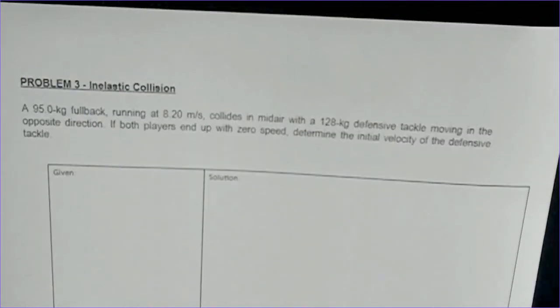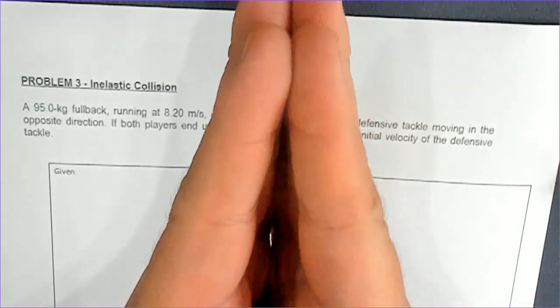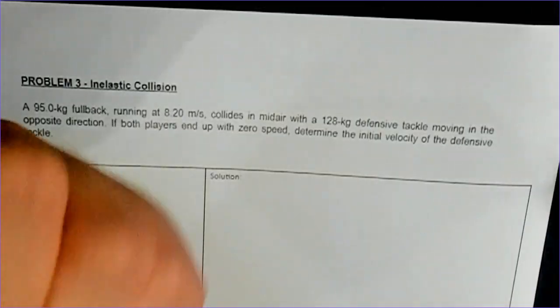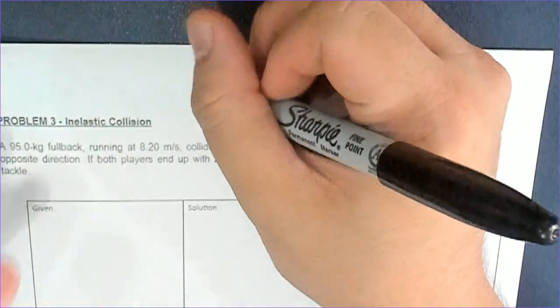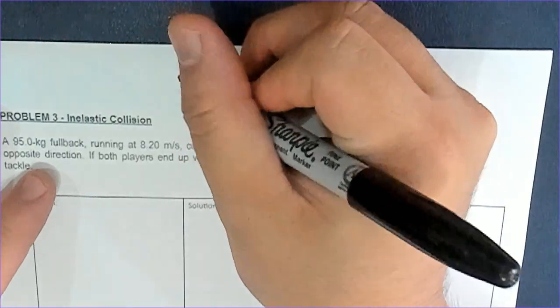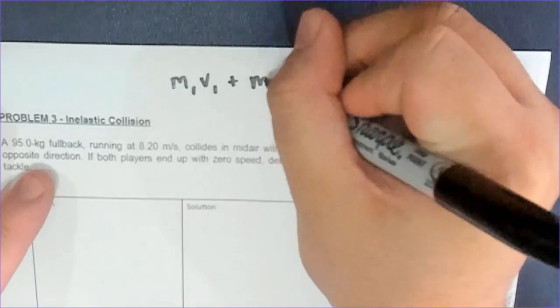Okay, so for inelastic collisions, remember that this is when two objects collide and then after the collision they stick together. In that case, if they stick together, then the formula for inelastic collisions would look like so. So you've got M1 V1 plus M2 V2.